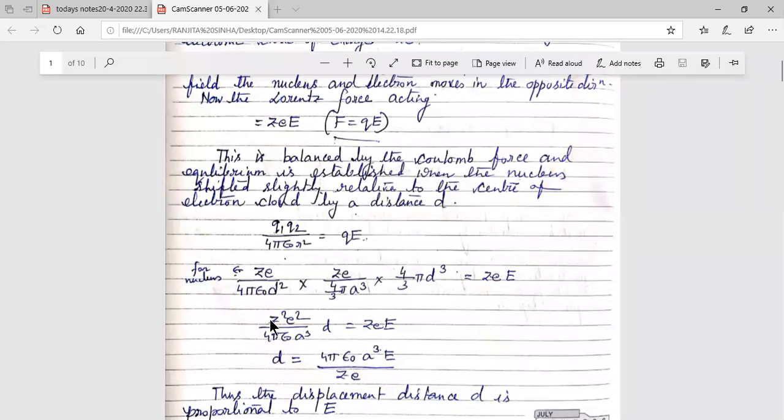Now Z square e square divided by 4 pi epsilon 0 a cube into small d equals Ze into E. From here we have calculated the value of d, that is the displacement. This is the displacement d, and it is proportional to E. So small d is proportional to E.